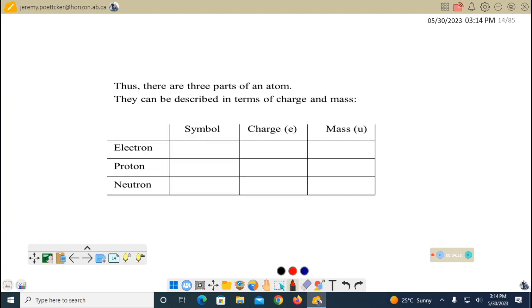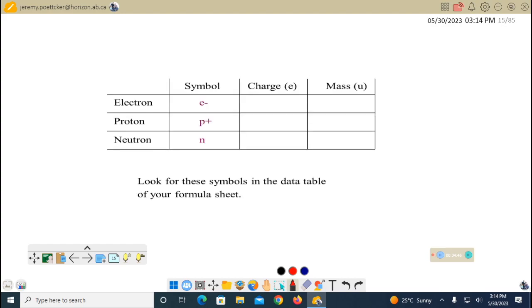So there's 3 parts of an atom, and we can describe them in terms of charge and mass. So our symbol for an electron is e minus, for a proton is p plus, for a neutron is n. And you should be able to find these symbols on your data sheet. It should be, if you look on the data sheet side, under particles on the right-hand side.